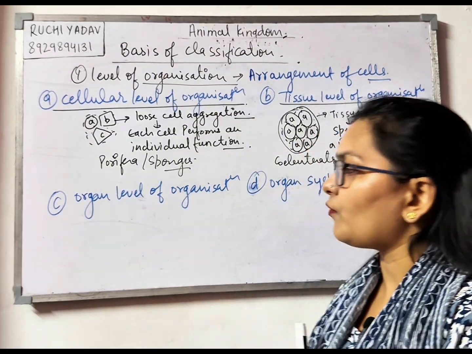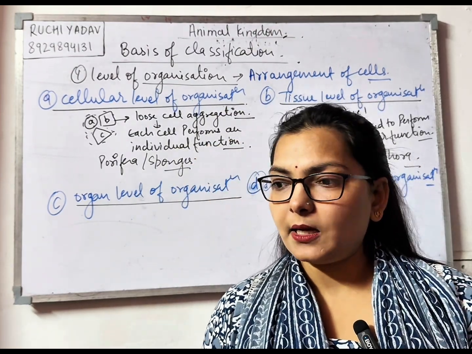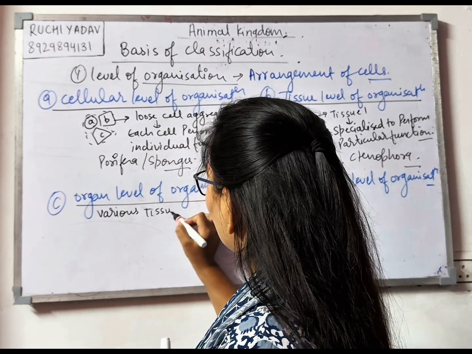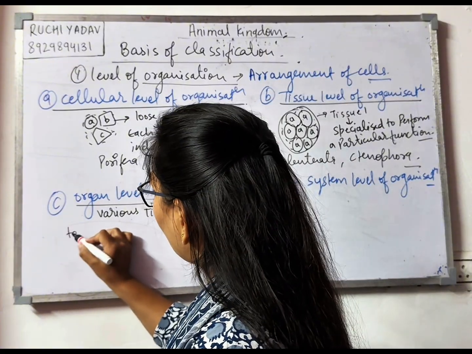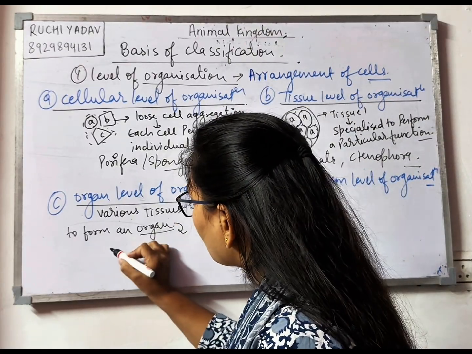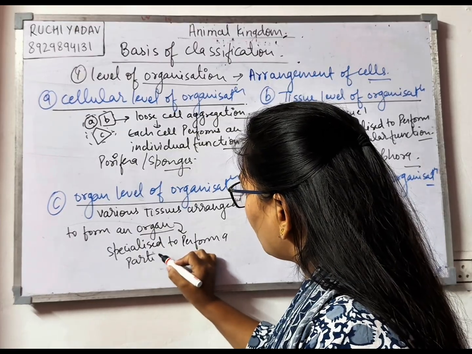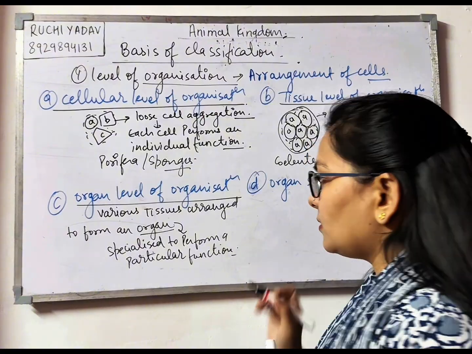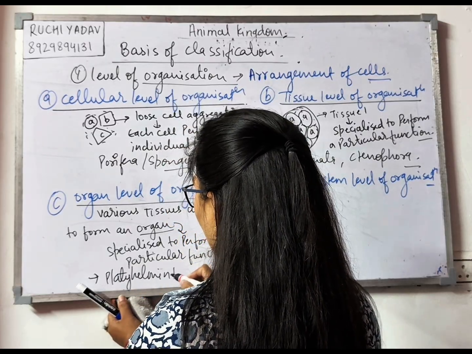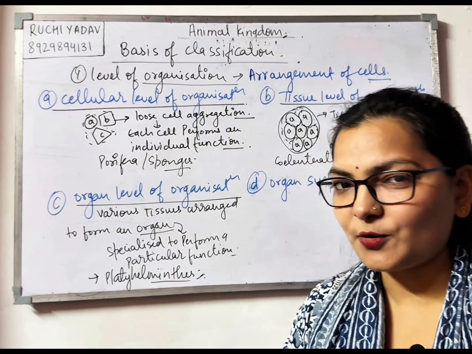Now moving on to the next, that is organ level of organization. In organ level of organization, basically different types of tissues, all the 3 types of tissues, ectodermal, mesodermal and endodermal in origin, are arranged to form an organ. This organ is specialized to perform a particular function. This type of level of organization is found in the phylum Platyhelminths. These platyhelminths are also triploblastic. They are made up of 3 germ layers. What is triploblastic? This we are also going to discuss in detail.